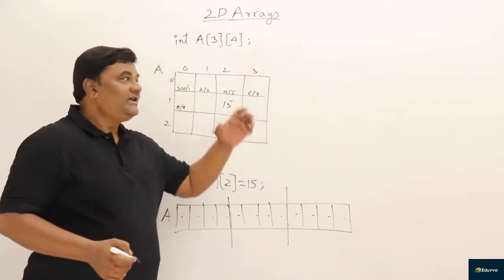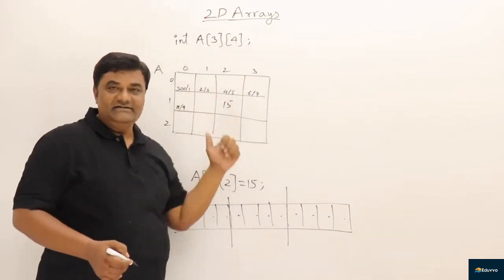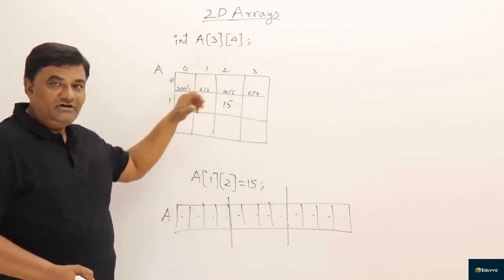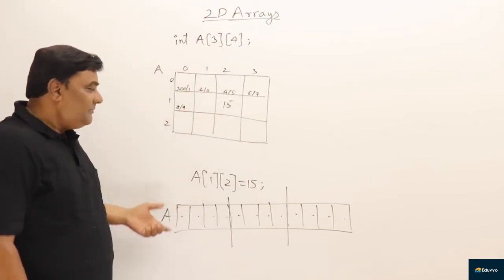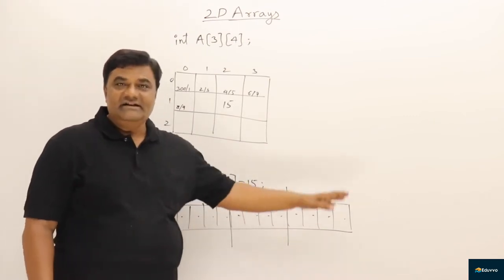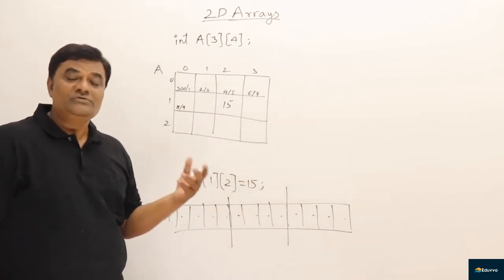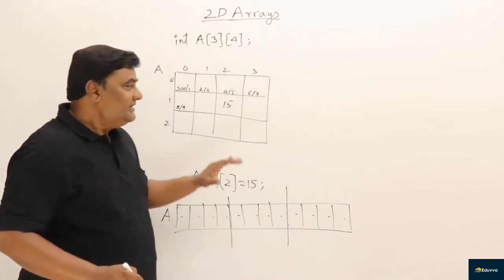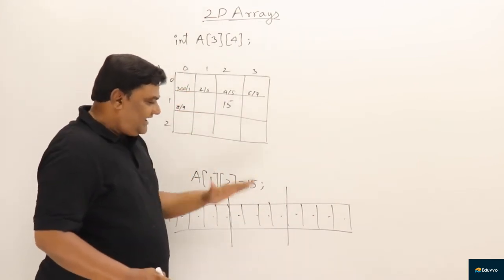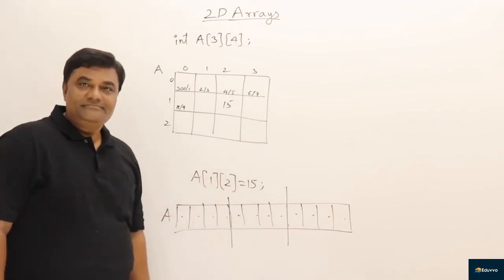Let me repeat the points. We can create a two-dimensional array like this by mentioning the number of rows and number of columns, and the indices are like this. They start from 0 only, but in reality a single dimension array is created which is used as a two-dimensional array by the compiler. We don't have to worry about this, we just note the fact that the array is created like this.